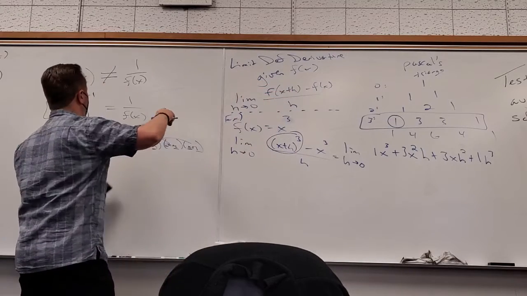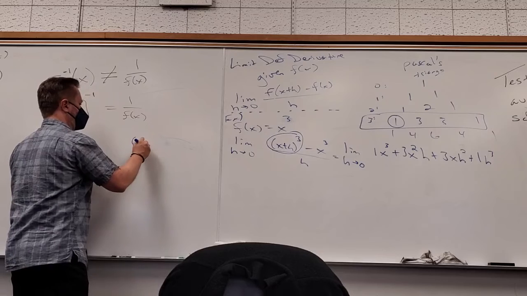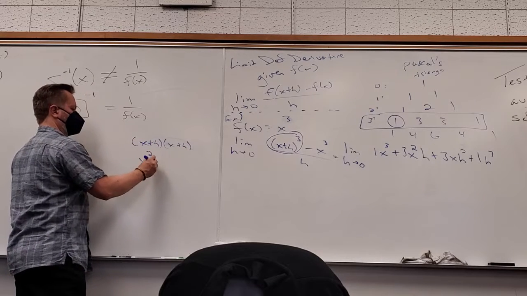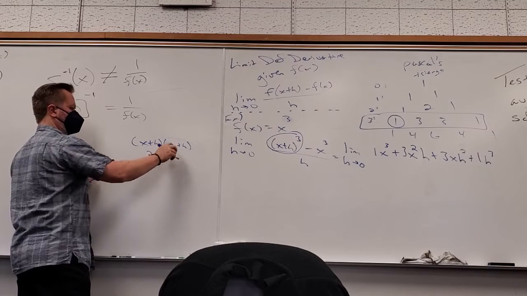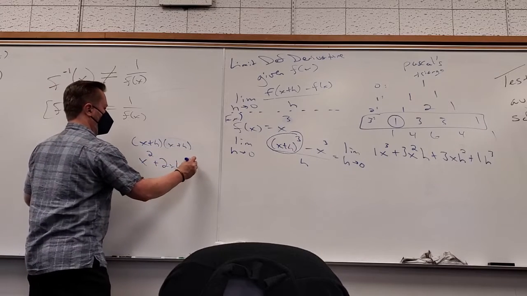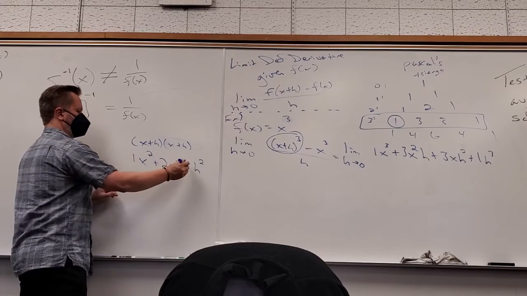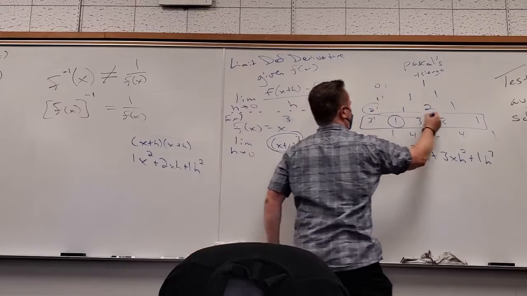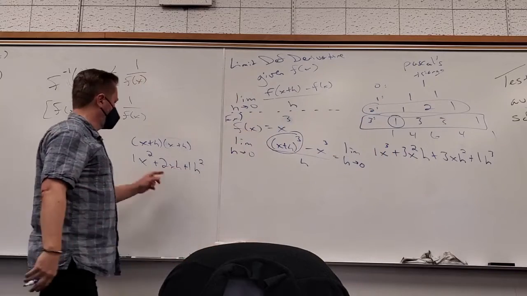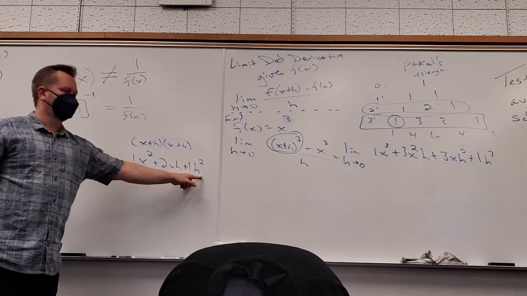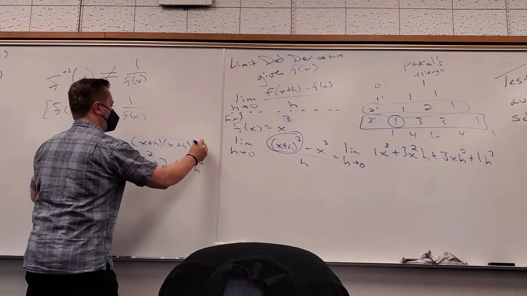So watch this. What is x plus h times x plus h? x squared plus 2xh plus h squared. What are the coefficients? 1, 2, 1. All x's, 1 less x, 1 more h, 1 less x, 1 more h. What do I get if I multiply this by x plus h?